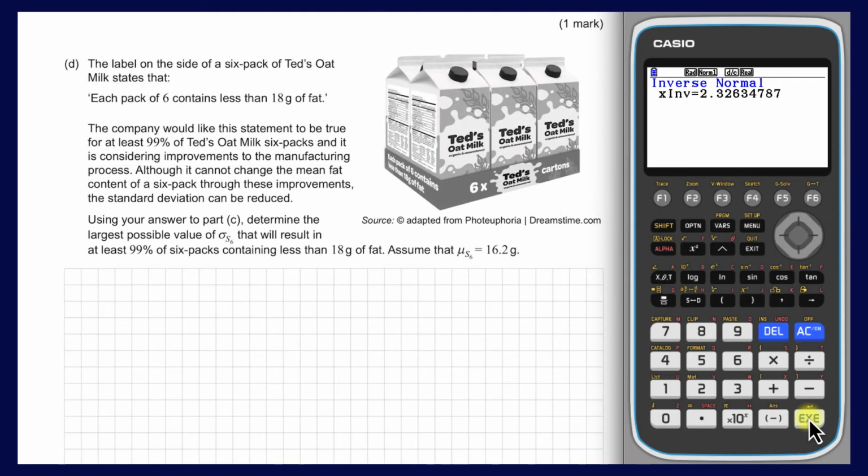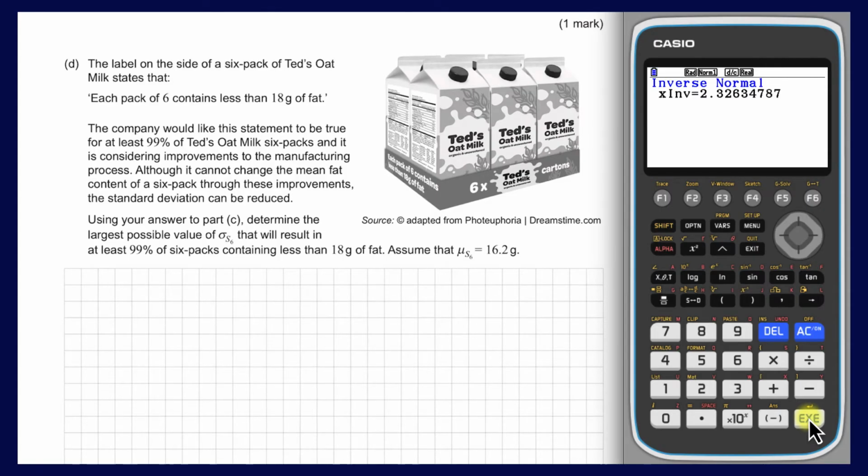Now we have some information about the 6-pack of Ted's oat milk that discusses a claim that each pack of 6 contains less than 18 grams of fat, and the truth of this statement they would like to be 99% true here. So in other words, this statement needs to be true for 99% of the packages. Based on our calculations from part 3, currently it is true for 98.2%, so not quite true for 99%.